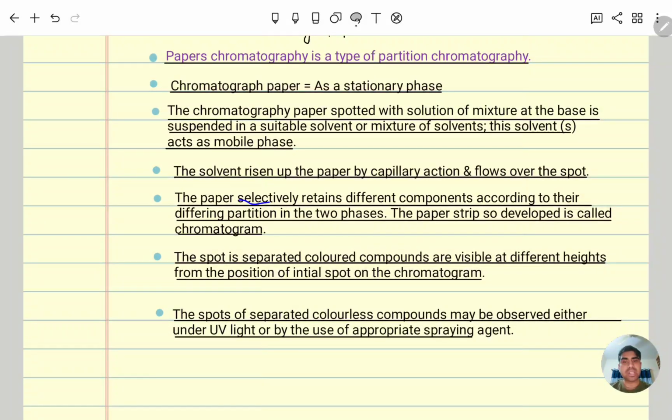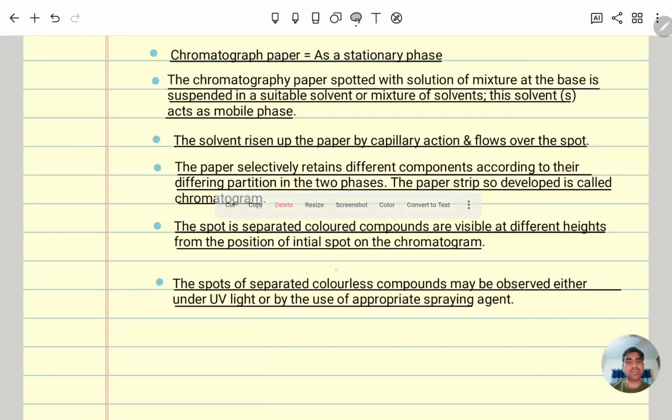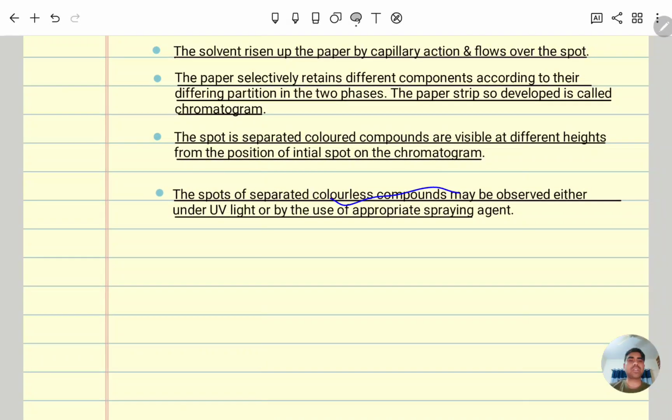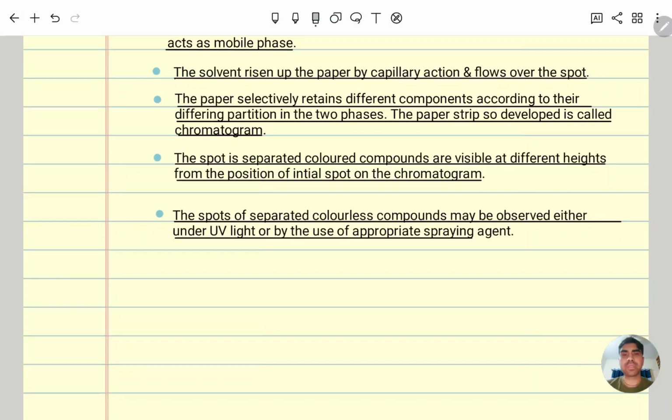The paper selectively retains the different components according to their different degrees of adsorption, forming two phases. The paper strip so developed is called a chromatogram, and the separated colored compounds are visible at different heights from the initial spot on the chromatogram. Again, like that, colorless substances may be observed either through UV light or by using an appropriate spraying agent. Clear?